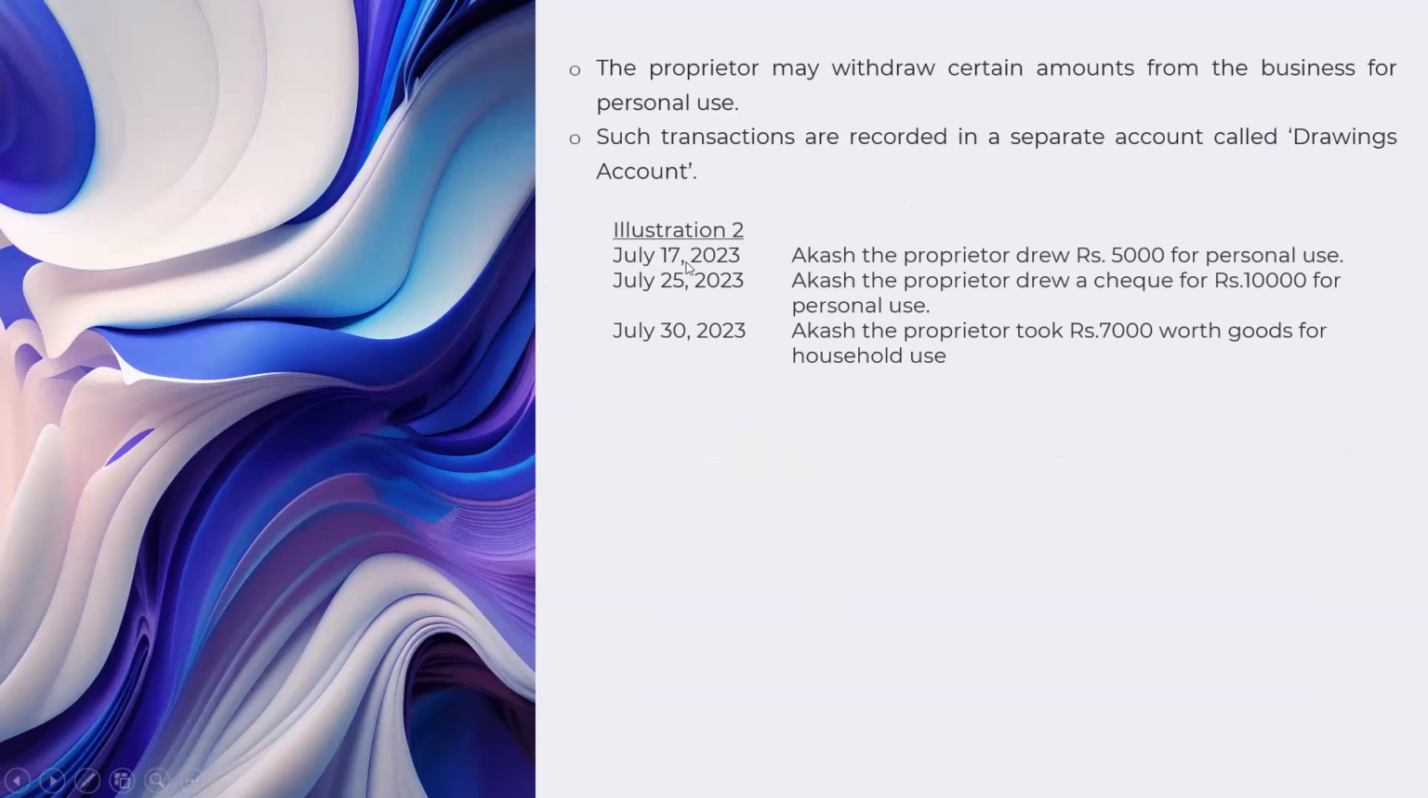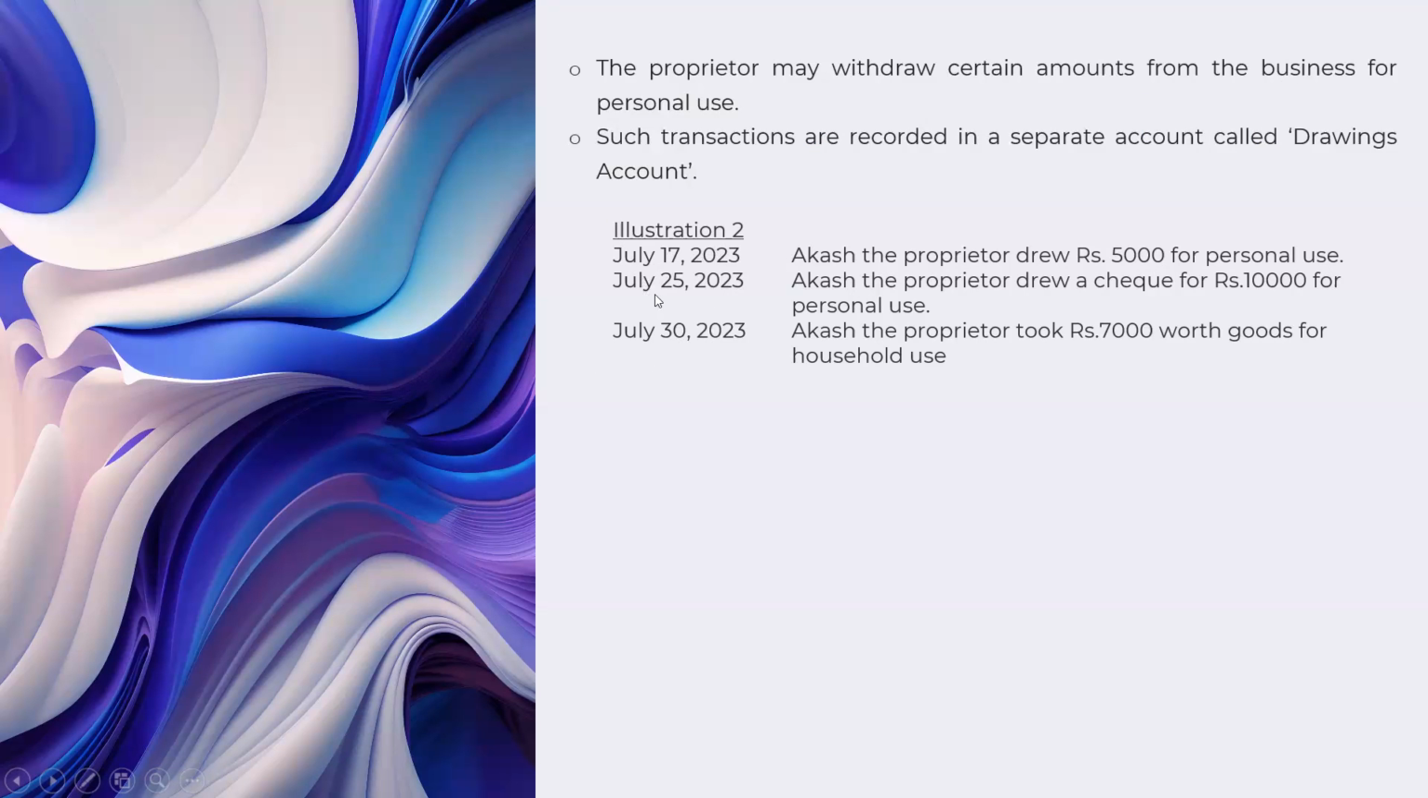So on July 17th, 2023, Akash the proprietor drew 5,000 for personal use. All these things come under the drawings account.